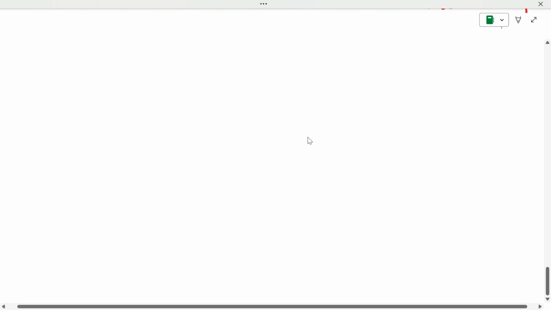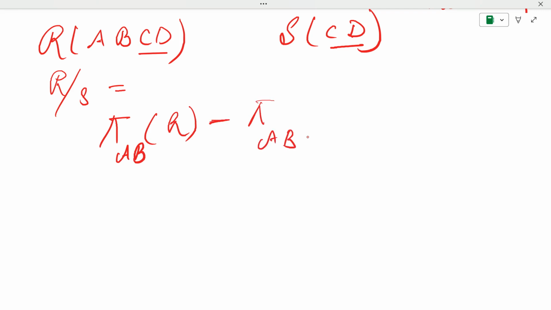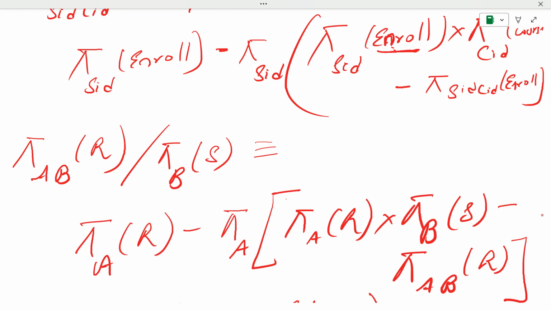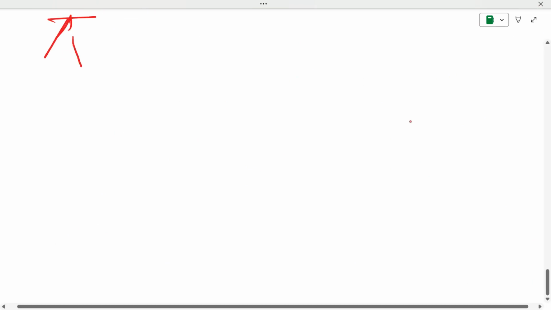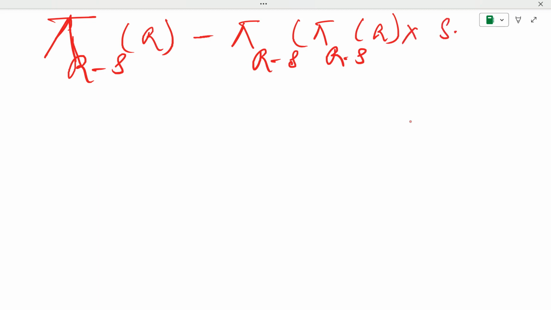Similarly, if we have a relation R which consists of A, B, C, D, and a relation S which consists of C, D, so CD is the common attribute, then R divided by S can be written as projection of AB from R minus projection of AB from, projection of AB from R cross projection of CD from S minus projection of ABCD from R. In other ways, you can write it as projection of R minus S from R minus projection of R minus S from, projection of R minus S from R cross S minus R.